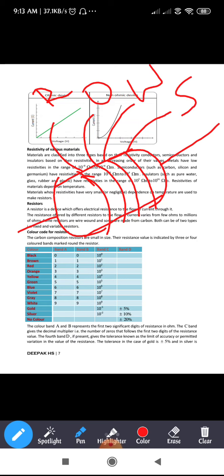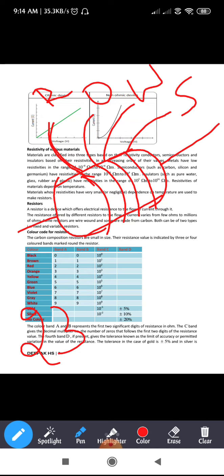Go to the table, band A. In band A, just go through the red color. Since you have red first in the given resistor, take the value of red. What is the value of red in band A? It is 2. Write down 2 first. Next go to orange, so go to band B and take the value of orange. It is 3. I have written 3 here.